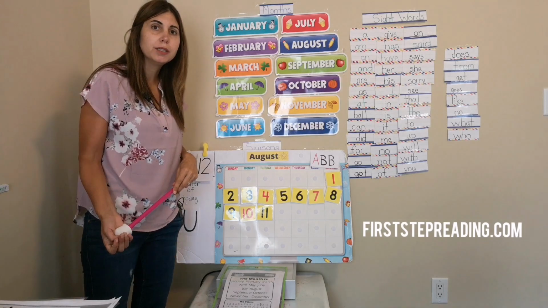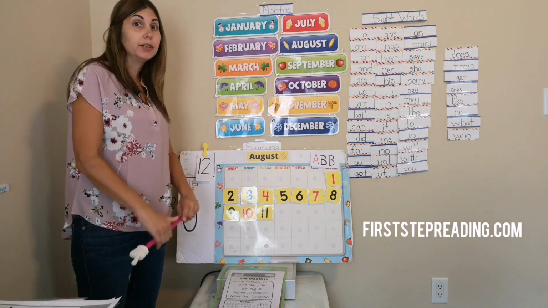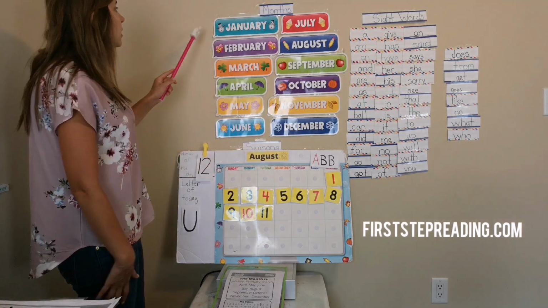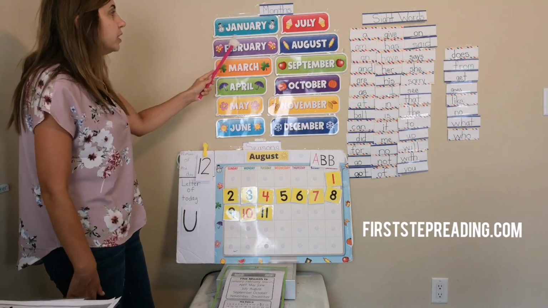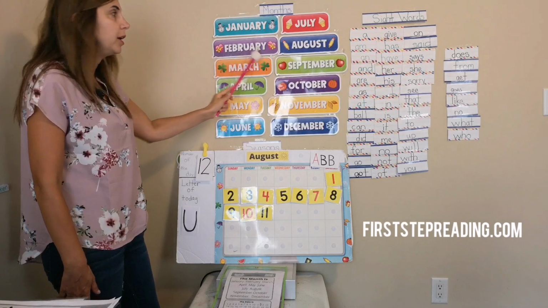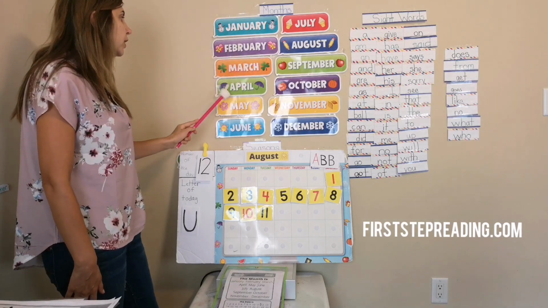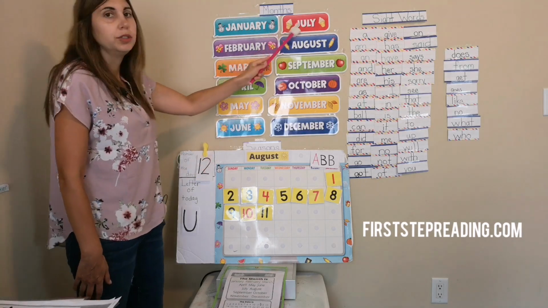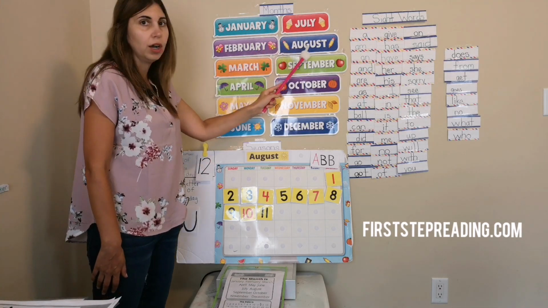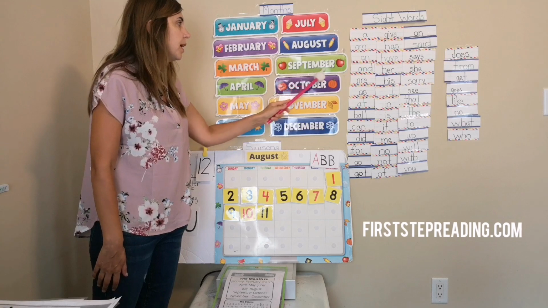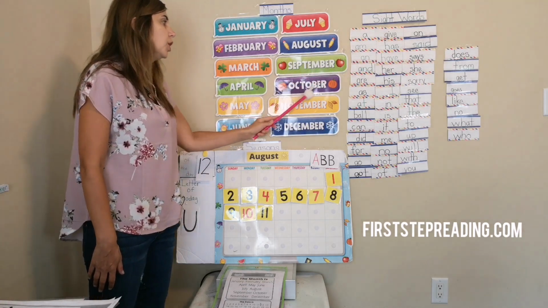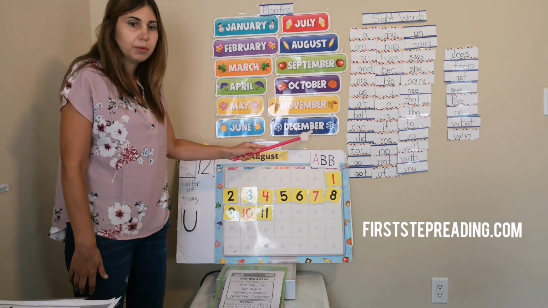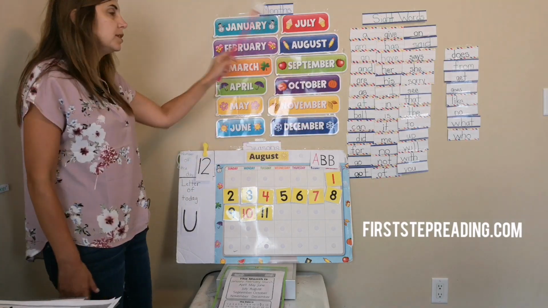How many months are in 1 year? 12. Good job. Let's say them together. January, February, March, April, May, June, July, August, September, October, November, December. Those are the 12 months in 1 year.